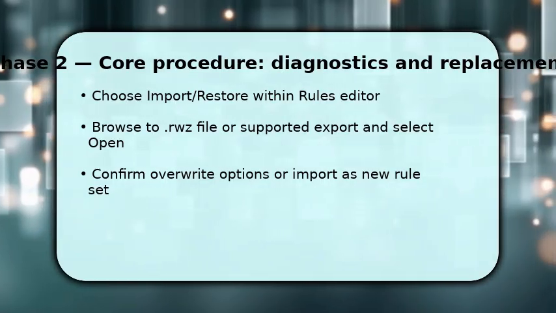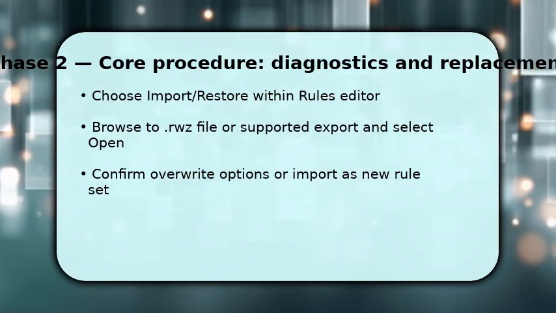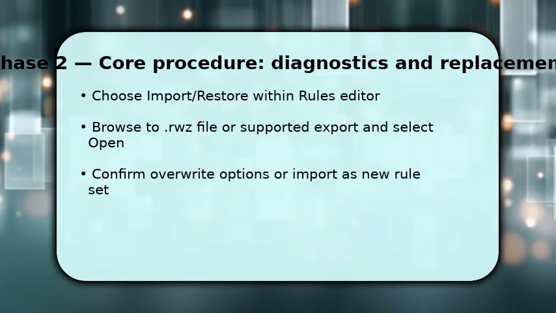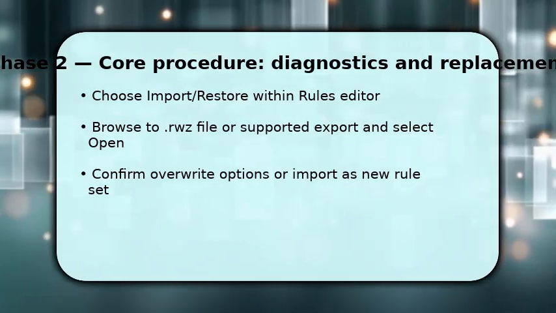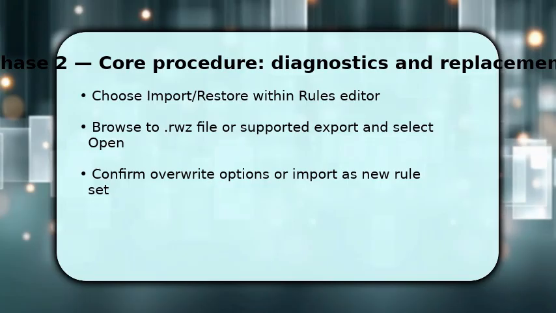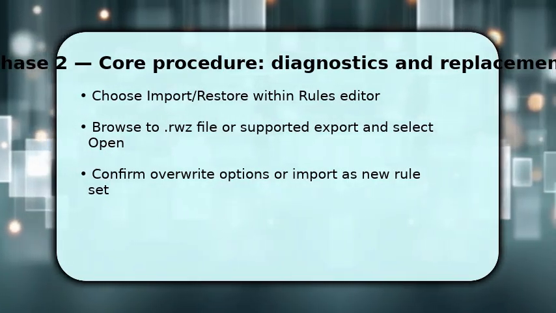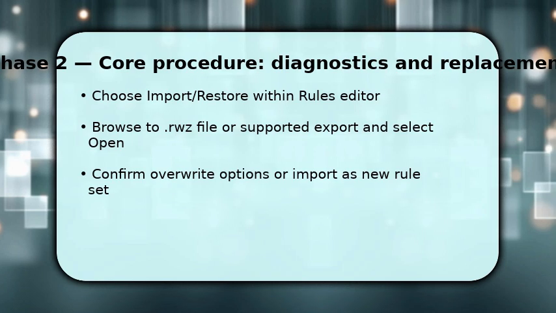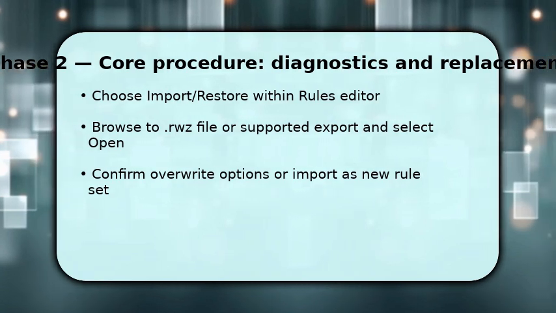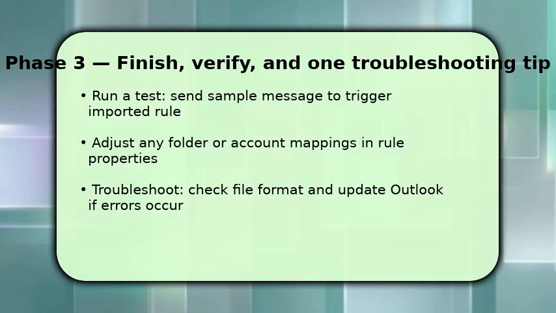Outlook will parse conditions, exceptions, and folder actions. Make sure to decide whether to overwrite existing rules or import as new. This choice prevents conflicts. Once imported, review the count and names in the rules list to ensure actions map to current folders and accounts. You finish by verifying the rules.